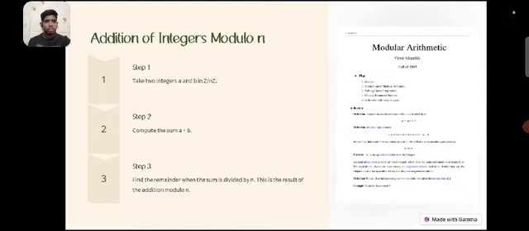Addition of integers modulo n. Step 1. Take two integers a and b in Z/nZ. Step 2. Compute the sum a plus b. Step 3. Find the remainder when the sum is divided by n. This is the result of the addition modulo n.